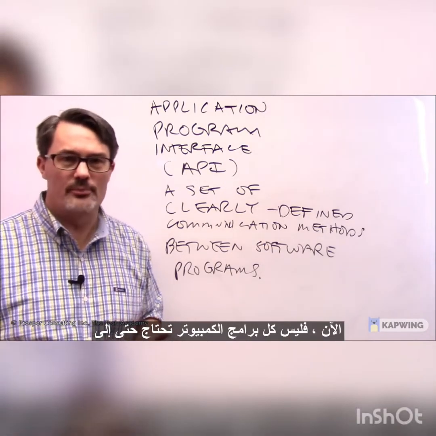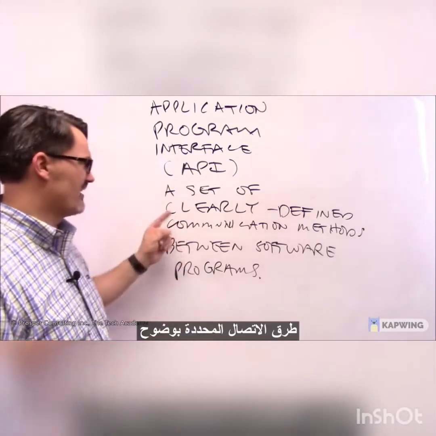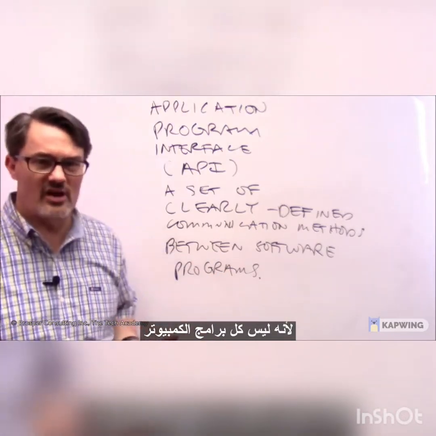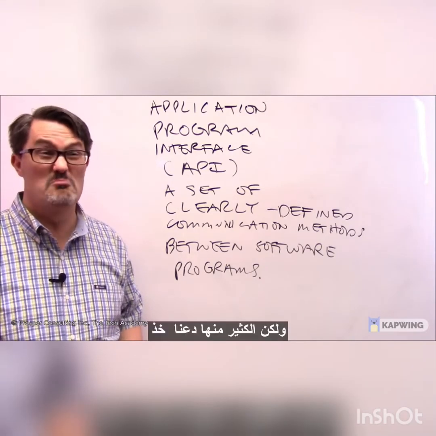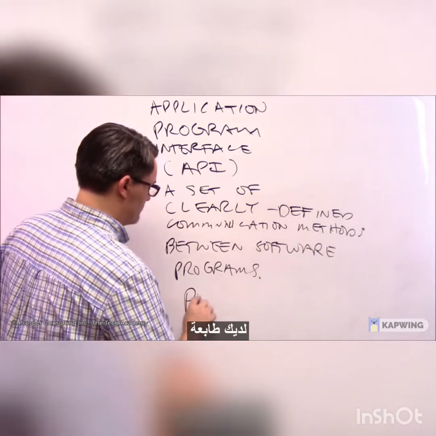Now, not all computer programs even need a thing like an API. They don't need a set of clearly defined communication methods between software programs, because not all computer software programs are meant to communicate with any other computer software programs. But a lot of them are. Let's take a typical example. You have a printer.